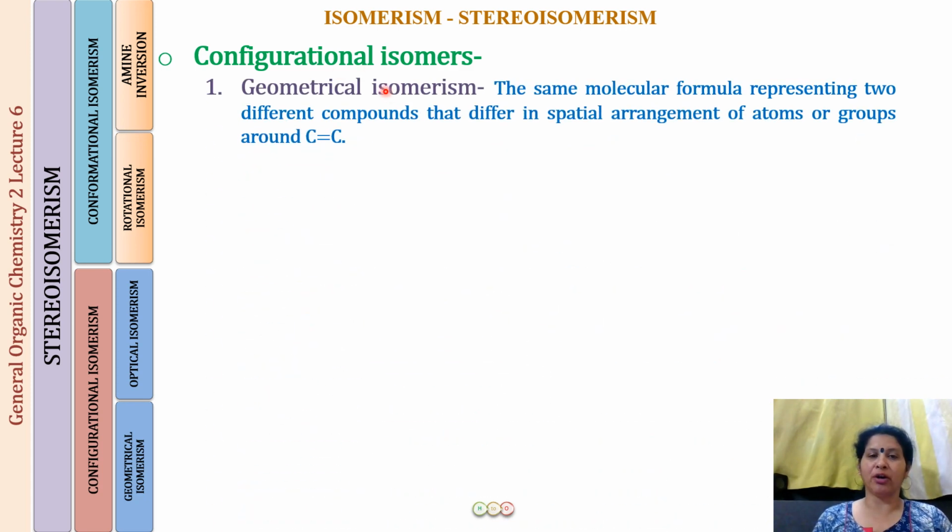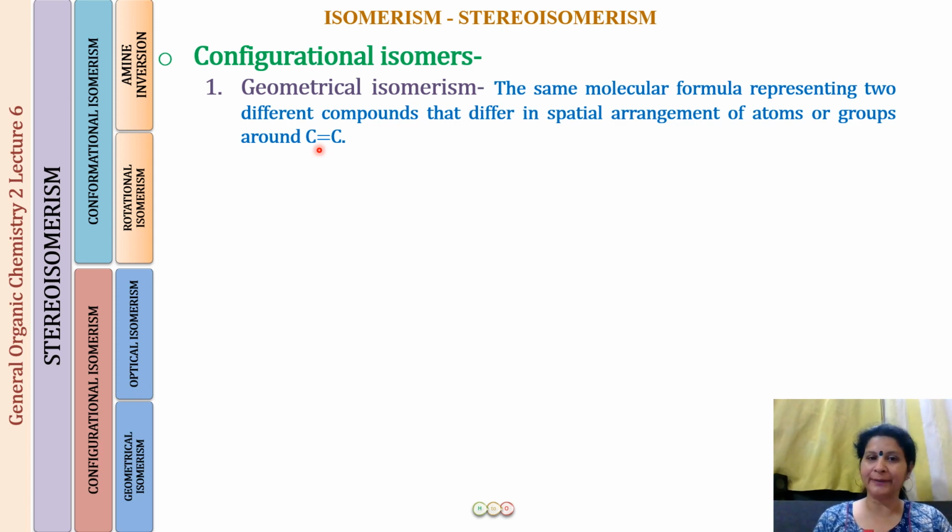This is a phenomenon where we have two compounds with the same molecular formula and the same structural formula, but which differ in the spatial arrangement of atoms or groups around the carbon-carbon double bond. This is just the beginning of the lecture, so here we are talking about the carbon-carbon double bond, but as we move further you will see more examples where geometrical isomerism is present in some other types of structures. For the start, we will discuss the carbon-carbon double bond so that you have a complete understanding.